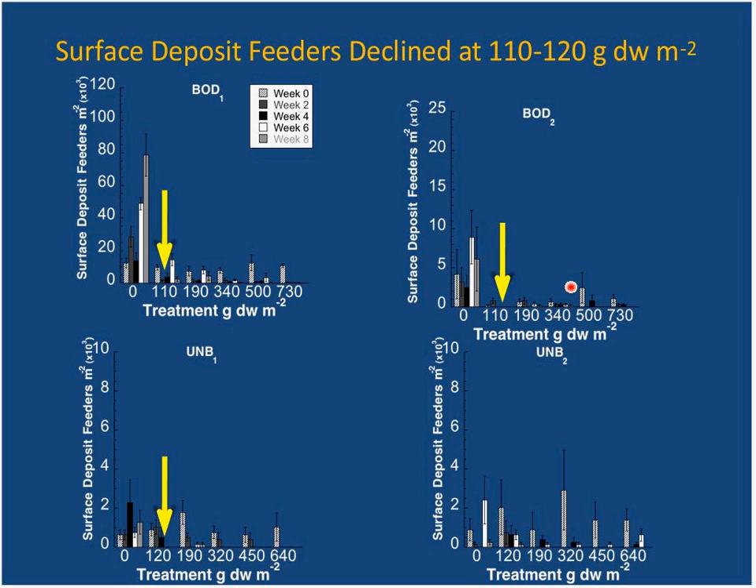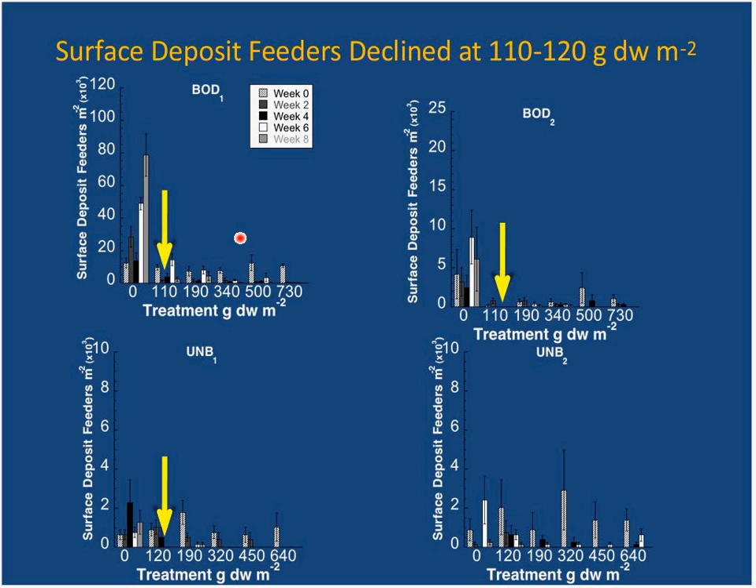There's a lot of information on this graph, so let me point to some key things. On the y-axis are numbers of surface deposit feeders per meter squared. Each graph represents a different site: Bodega 1, Bodega 2, Upper Newport Bay 1, and Upper Newport Bay 2. And the individual bars represent a different sampling week. You'll notice that in these graphs, we were able to include week 0, and weeks 2, 4, 6, and 8.